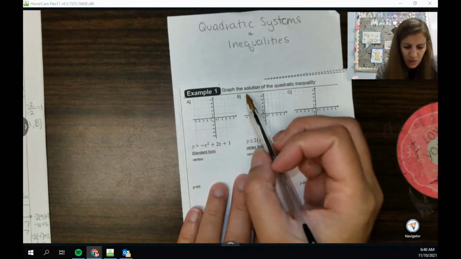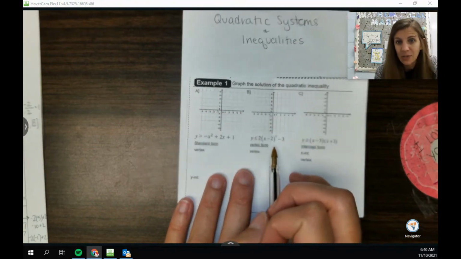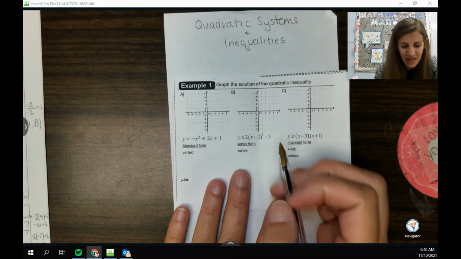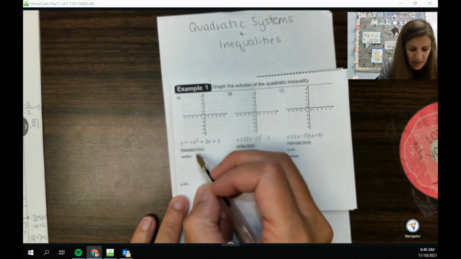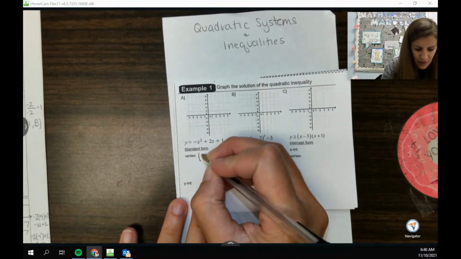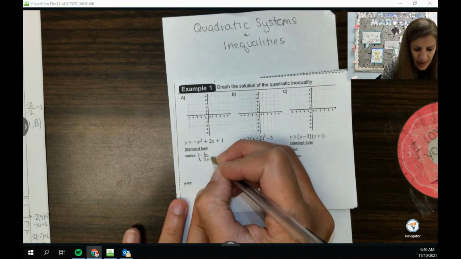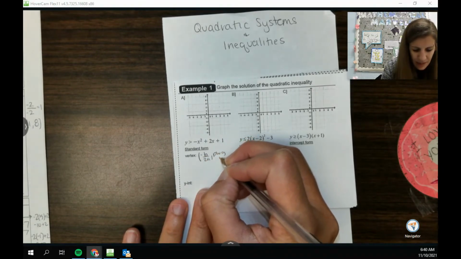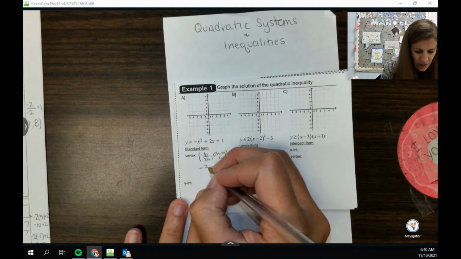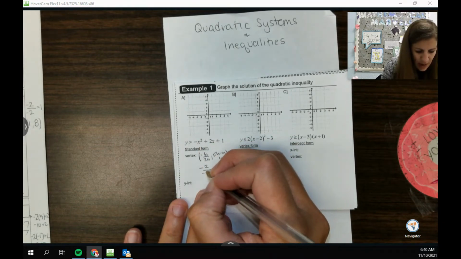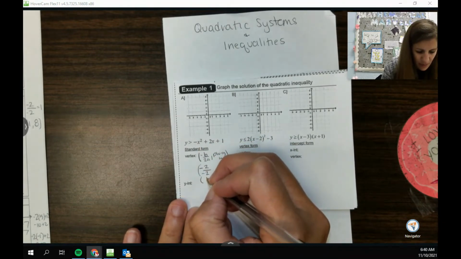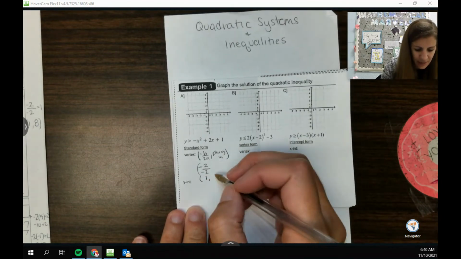All right, so we're going to graph some quadratics here, which is real good because we're going to have to do that on our test soon. So here we are in standard form. We're going to find the vertex by doing negative b over 2a and then plug it in. So negative 2 over 2 times negative 1. So we're looking at 1 comma something.